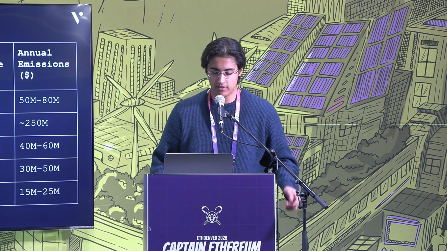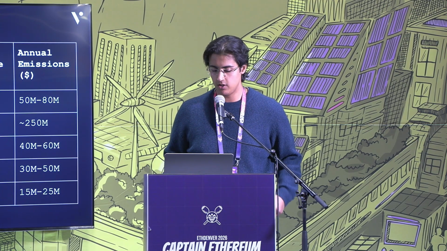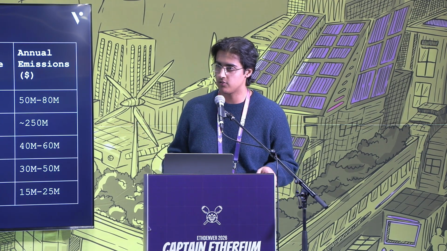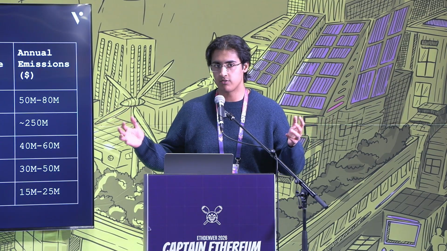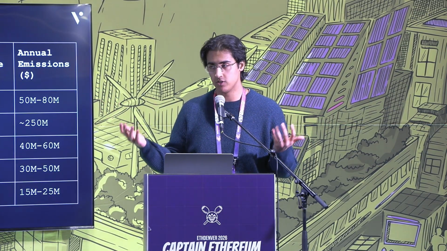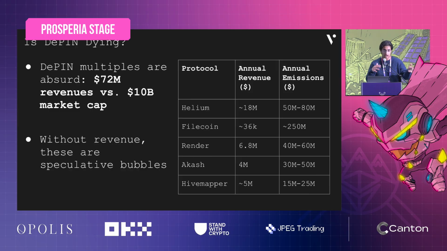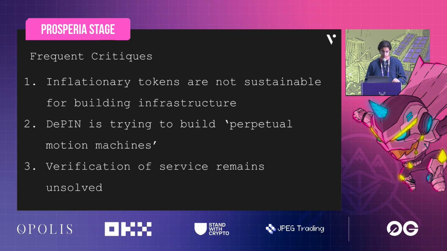There's been a lot of FUD recently about this. And I think it's based on some of these metrics that you see. You know, the multiples are pretty crazy. There's in aggregate $72 million of revenues compared to $10 billion in market cap. The revenues are low. They're not very consistent. They're kind of cyclical. In the case of things like Helium, they happen with kind of centralized partnerships, so it's outside of the decentralized models. And a lot of this FUD is just kind of insinuating that maybe this is a speculative bubble. This is not a way to build infrastructure.